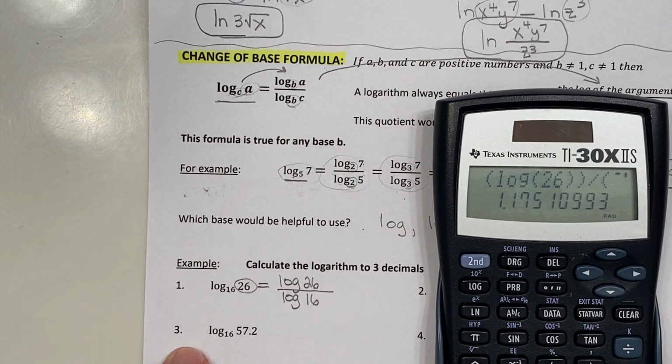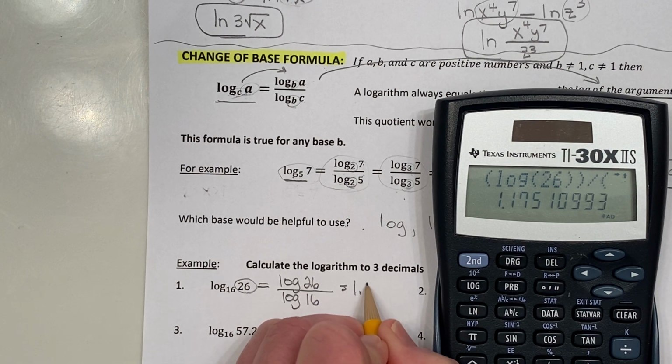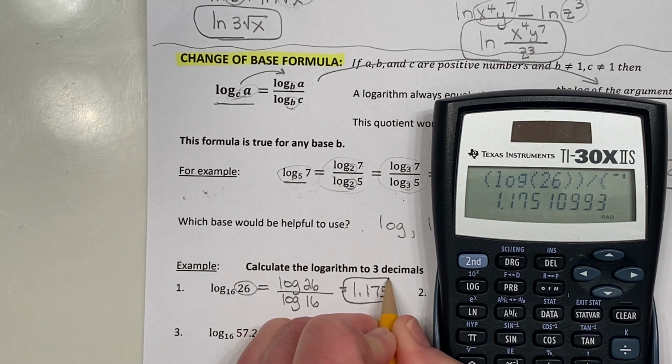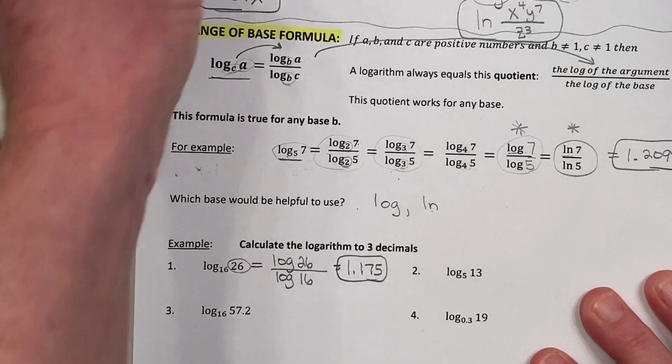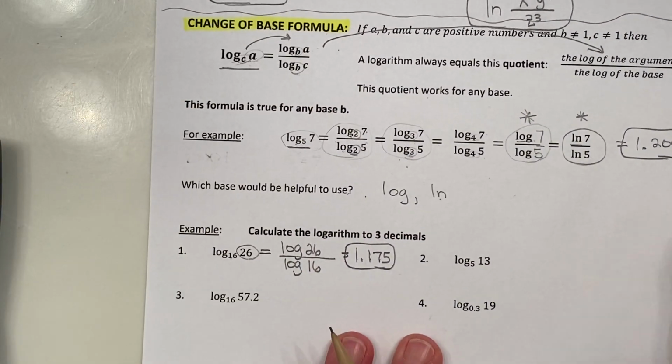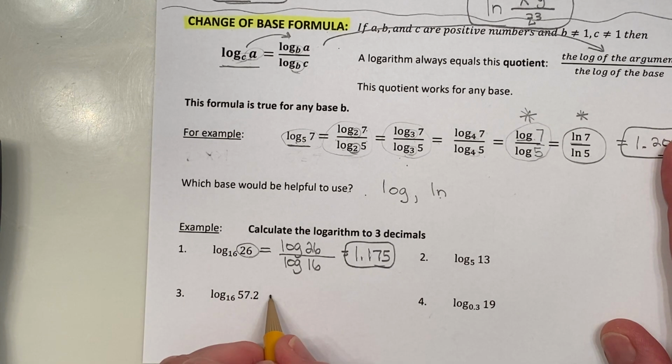To 3 decimals, 1.175. I'll just finish doing the setup of these and then record the answers, and then you can practice on the calculator.